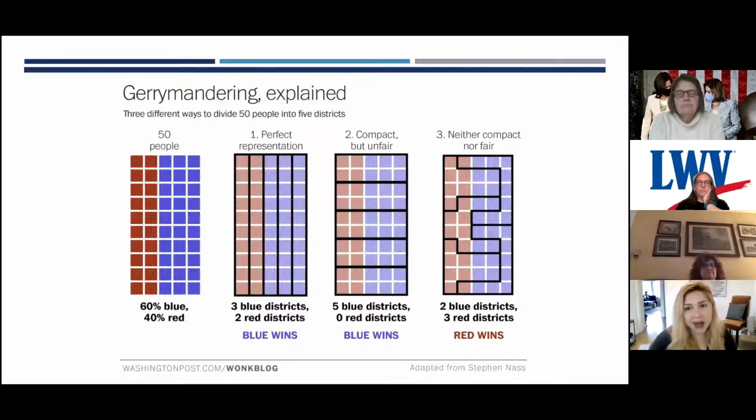And this is our packing. We packed all of the blue into 2 districts so that red has more districts, even though technically they should not. So I'm gonna leave that up for a second so people can digest, because like I said, this was the thing that really got me when I was looking into redistricting: what the heck is cracking and packing?